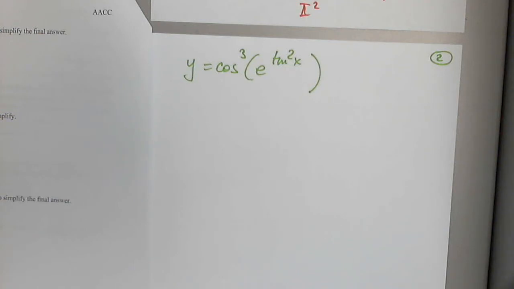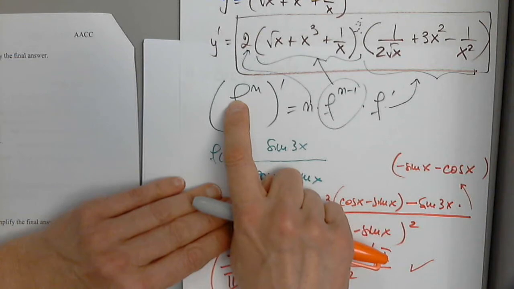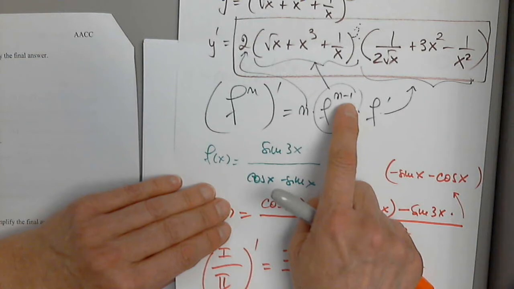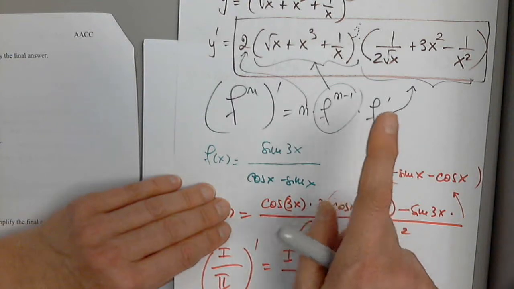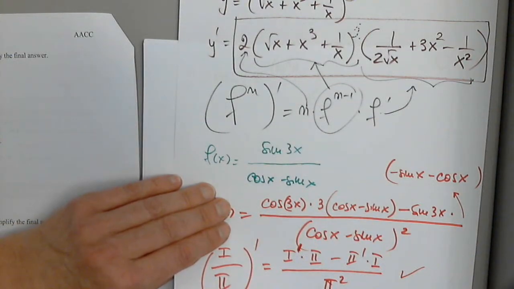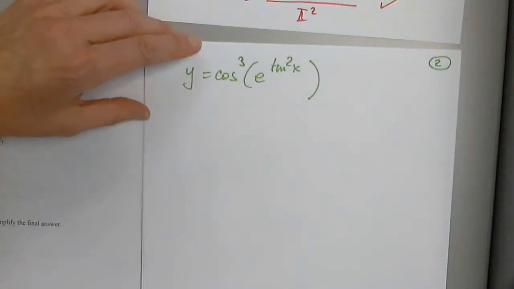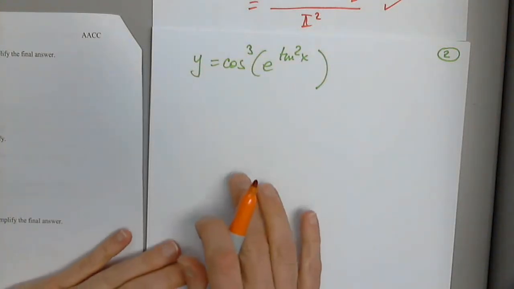So let me show you here one more time. This is your cosine, and this is your 3. So you have 3 cosine to the second power times cosine prime. Right, but then you have also an inner function. And then you have another inner function. So this is a little bit more involving because it's using the power rule. You have to use the power rule as well as the chain rule. Are we ready for this one?